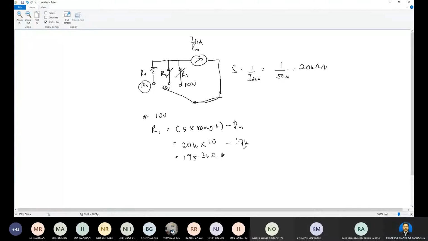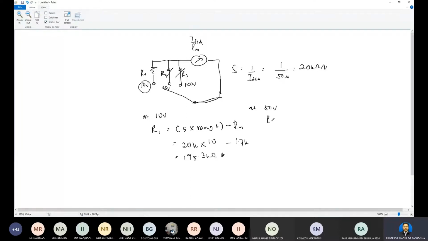Clear? For example, if we connect to this one, R2 and R3 will be ignored. That is the difference between resistors connected in series and connected in parallel. This one is connected in parallel, so R2 and R3 will be ignored. But if we connect at the 50 range, this one connects to this one. Second part.